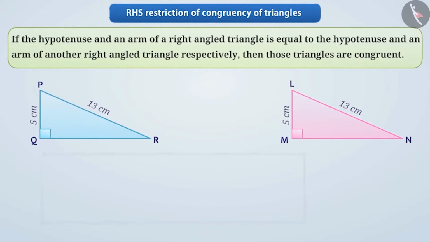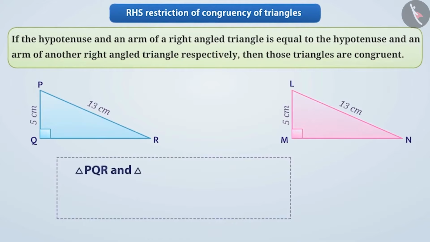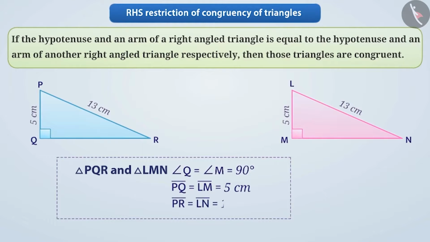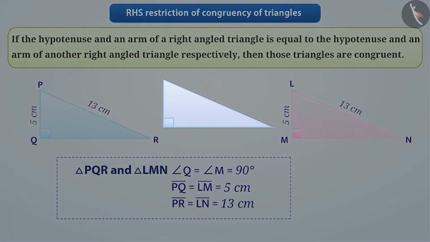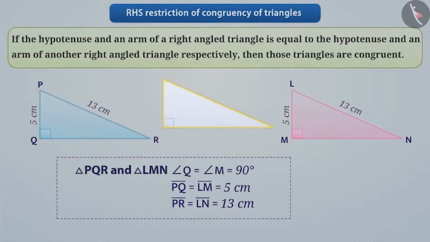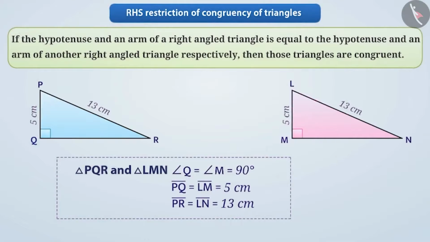For example, here are two right-angled triangles, triangle PQR and triangle LMN, with angle Q equal to angle M equal to 90 degrees. The side PQ is equal to LM is equal to 5 centimeters and the hypotenuse PR is equal to LN is equal to 13 centimeters. If one of these triangles is placed on the other, then we will be able to see that it completely covers the other triangle. That is, both of them have equal size and shape.